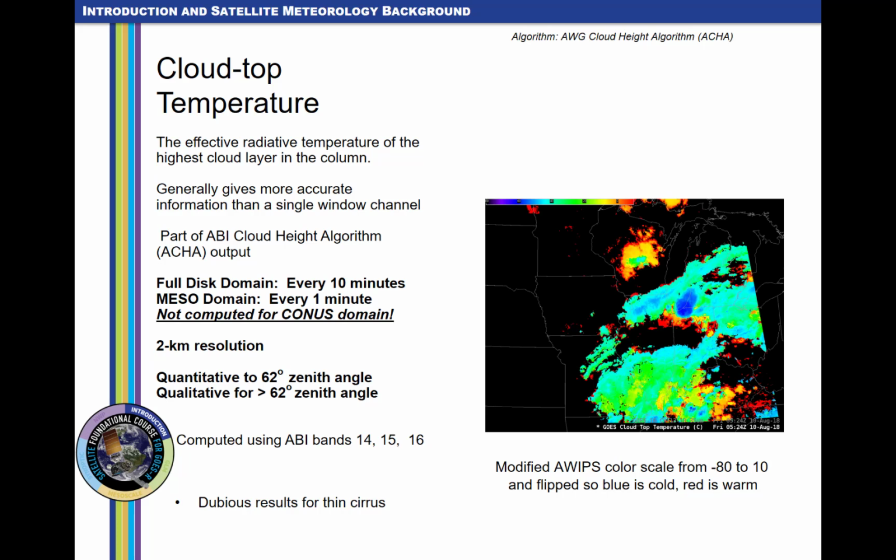It's computed like cloud top pressure and cloud top height using the 3 longest wavelength bands on ABI, 14, 15, and 16, that is 11.2, 12.3, and 13.3 micrometers. It also has better resolution at 2 kilometers than both cloud top height and cloud top pressure.